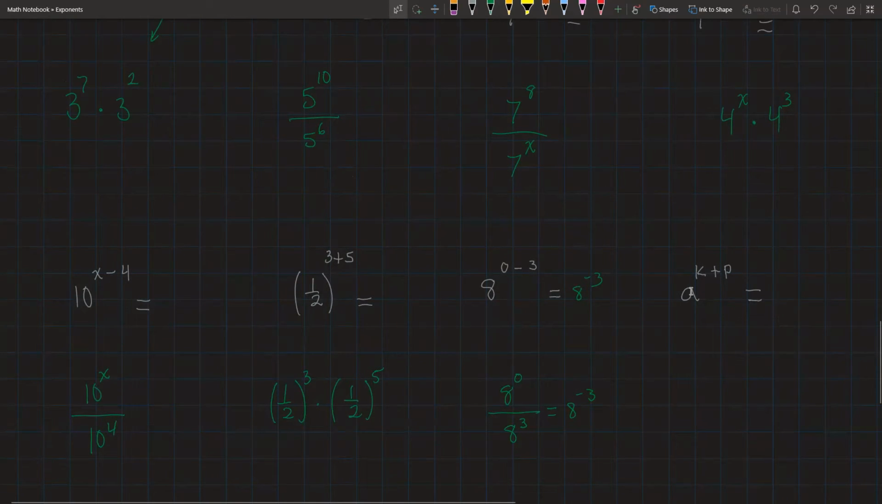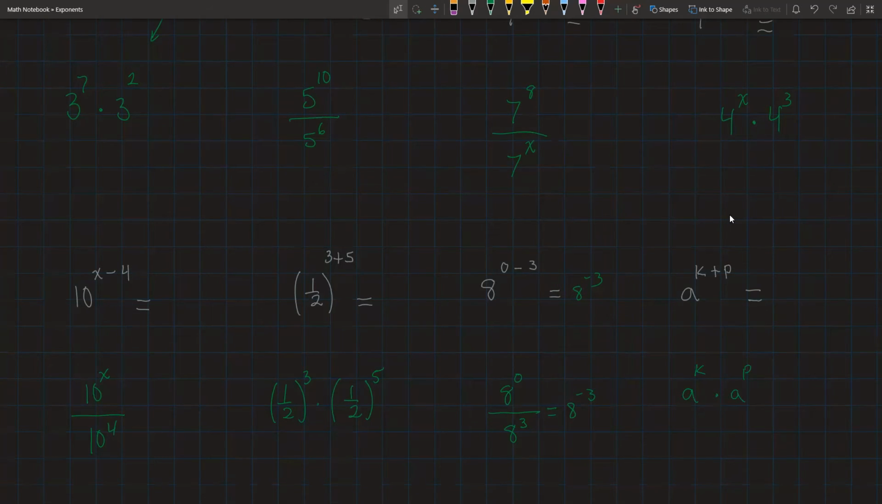And then we have some base a. That's not a 9, that's the letter a, with the exponent of k plus p. How would we represent that? It doesn't matter what they are, but hopefully you recognize we're adding exponents. Therefore, we're thinking same base, a to the k times a to the p. And that's it for this.